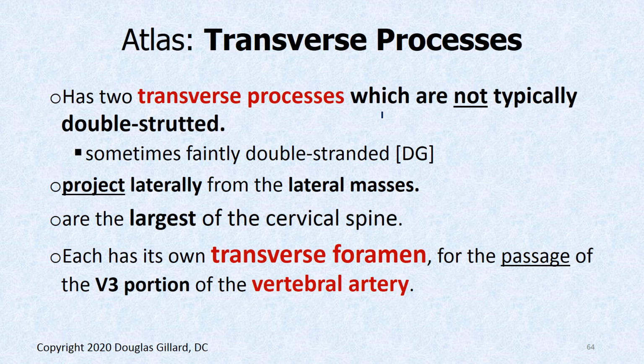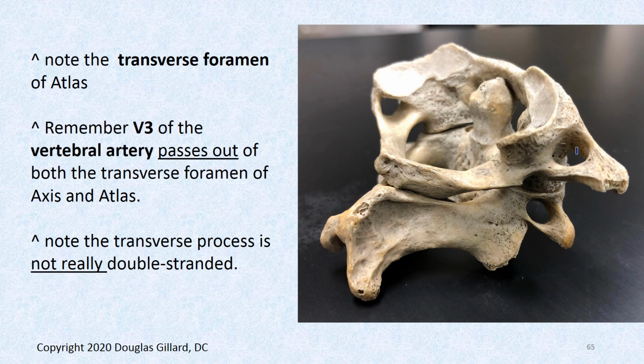Transverse processes, they're semi-double strutted in some. We saw one that was pretty well double strutted, but not all of them are. Sometimes they're faintly double strutted, but they lose that C5 look where they have really individual double struts. They project laterally. They're very anomalous too, I can add. I think I've talked about that before. When you get in the lab, you might be able to feel one on one side and you can't feel the other one because they're super anomalous. They have a transverse foramen. V3 of the vertebral artery goes through there. You can see them right here.